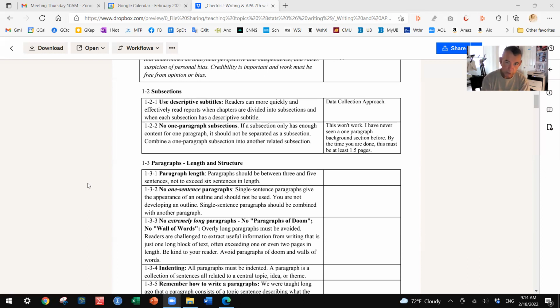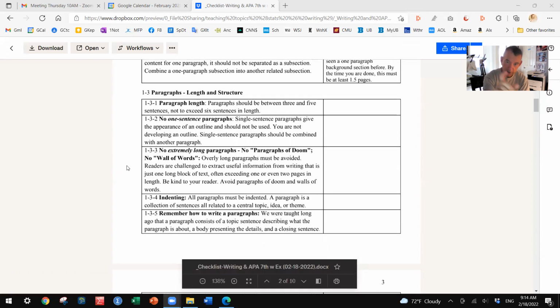And that lets the reader know what's about to come in this subsection. No one-paragraph subsections, and we're not writing outlines. You wouldn't have a subsection title and then just a single paragraph in that subsection. If that's the case, it probably can be combined with the preceding or the subsequent subsection. So, no one-paragraph subsections.